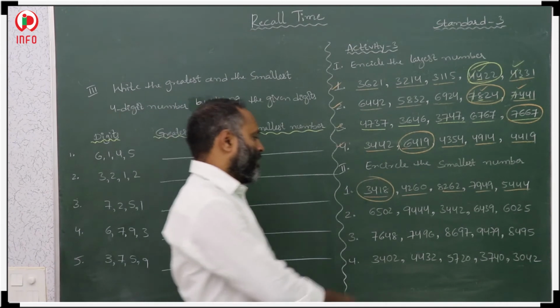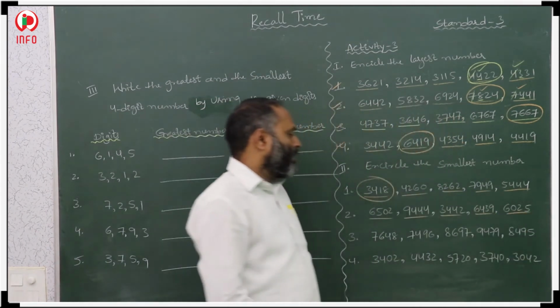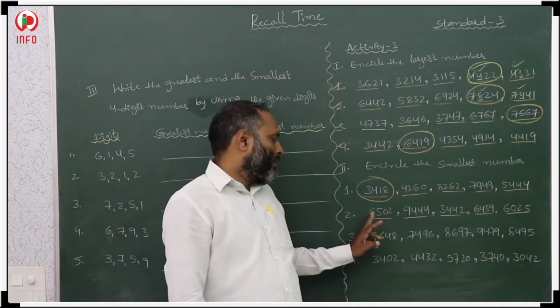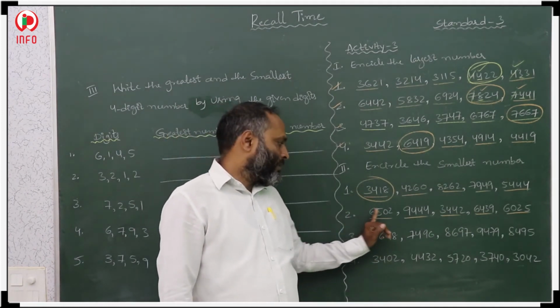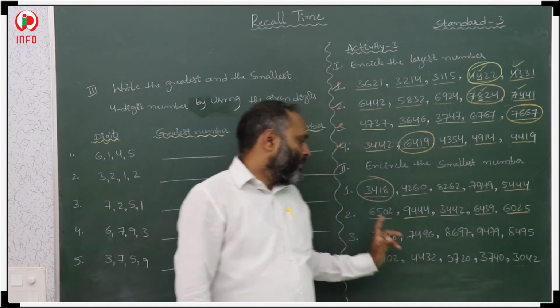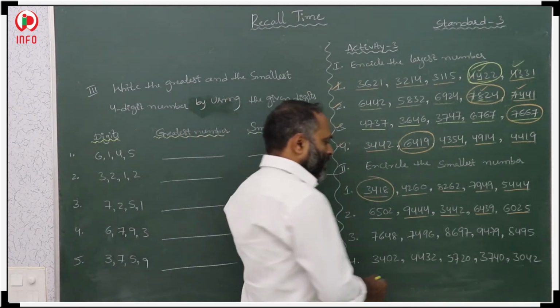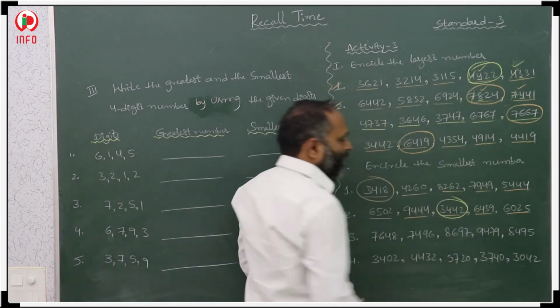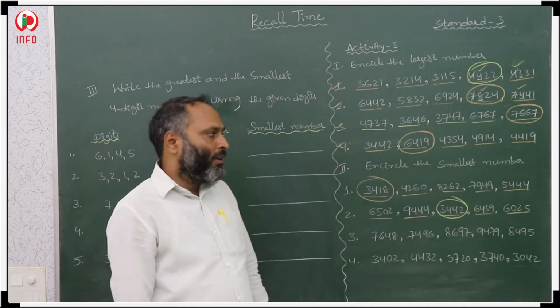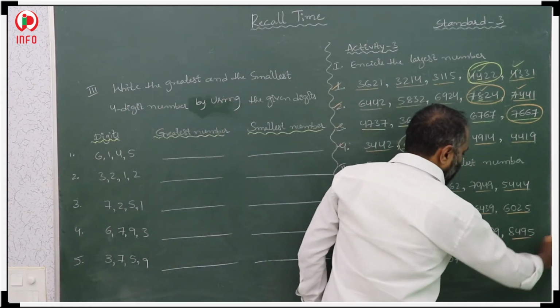Then the second, 1, 2, 3, 4, 5 numbers. The smaller one again we have to circle. Tally from left to right. 6, 9, 3, 6, 6. 3 is smaller. Then circle the smaller one, 3442.